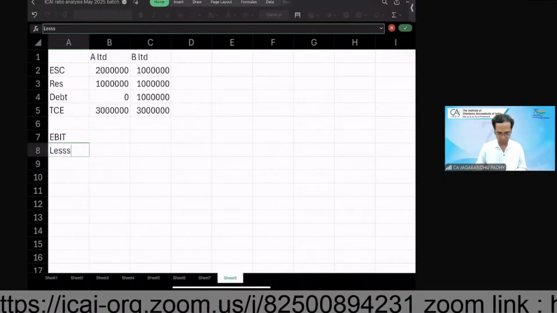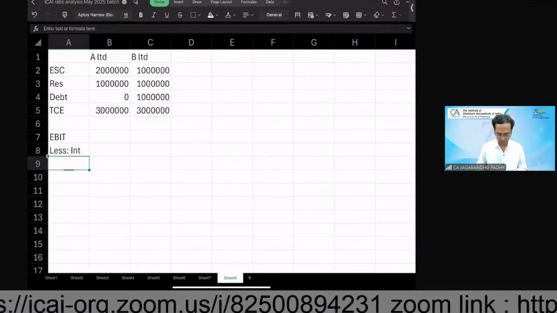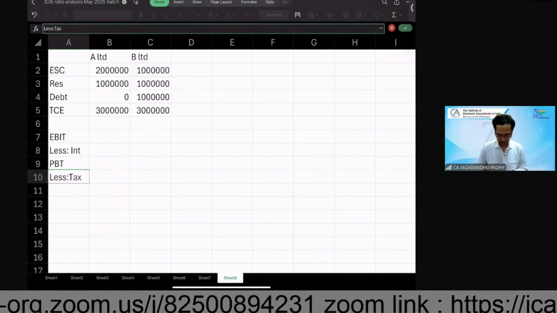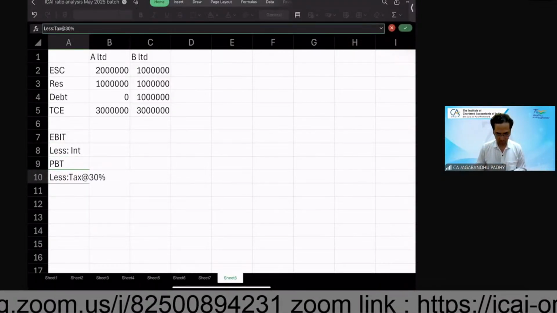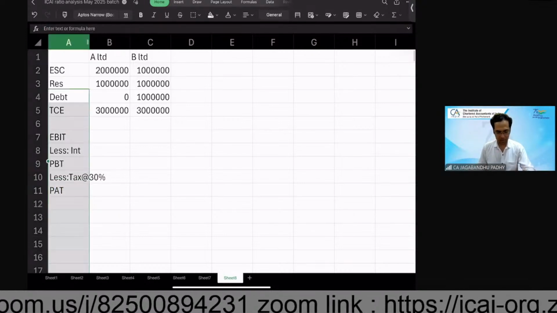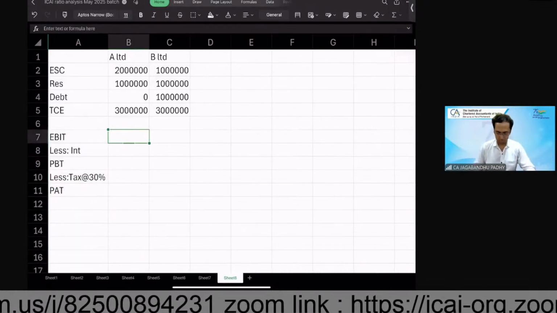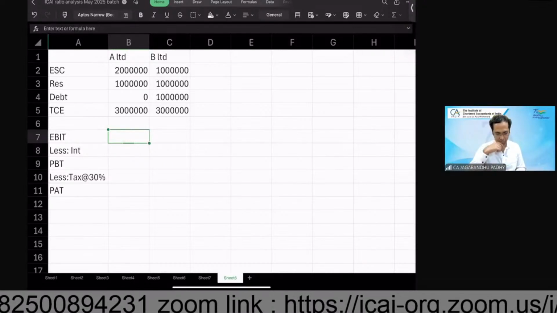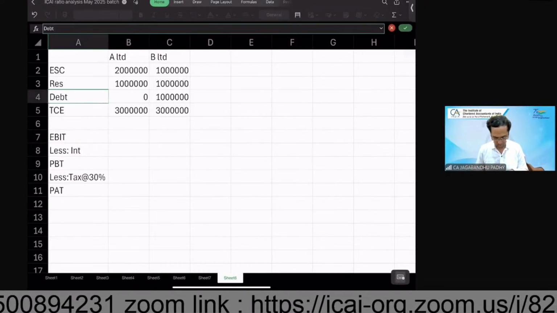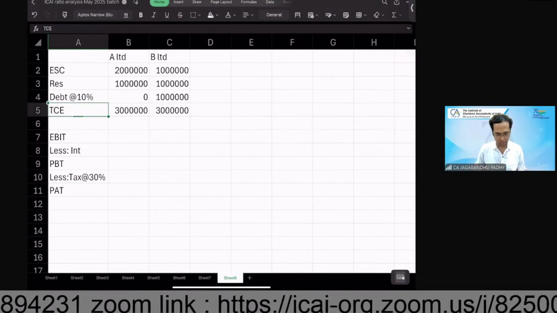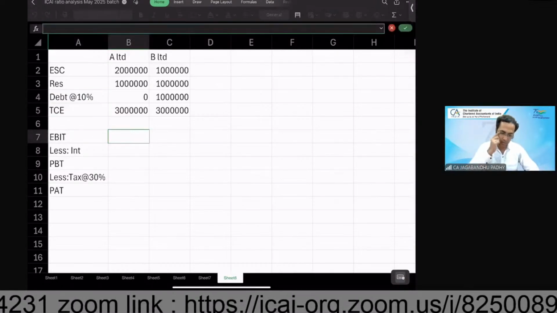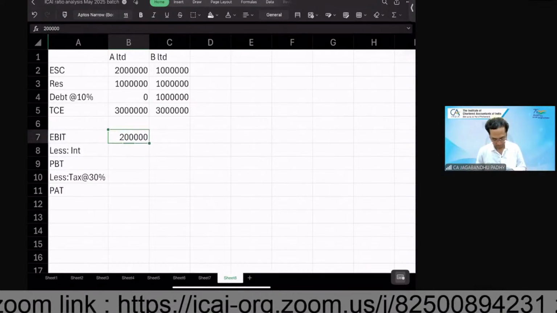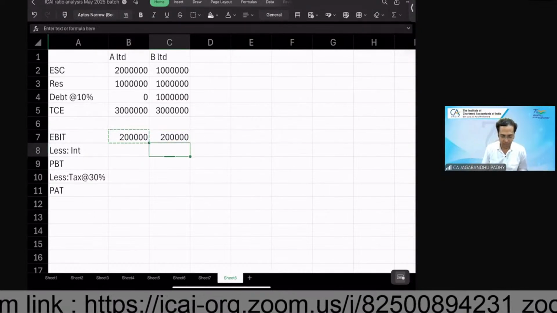From that, you're supposed to be reducing the interest to get the PBT. From that, you're going to reduce the tax at the rate of 30%, and then you get the PAT. Suppose the rate of debt is 10%. EBIT is, suppose, 2 lakh, and that's the same for both companies.